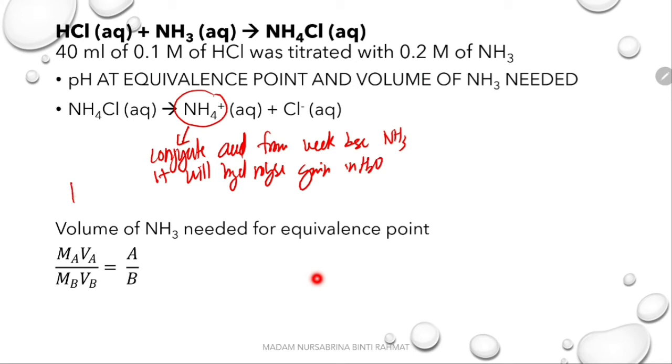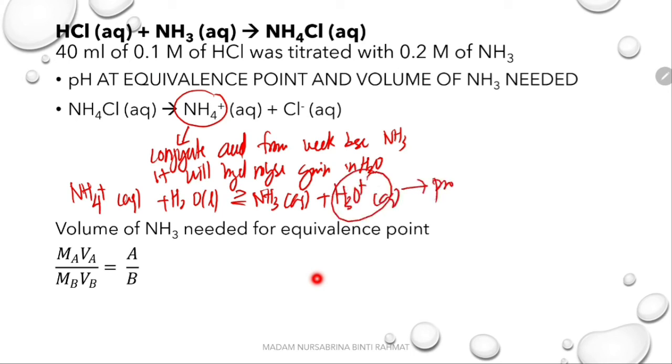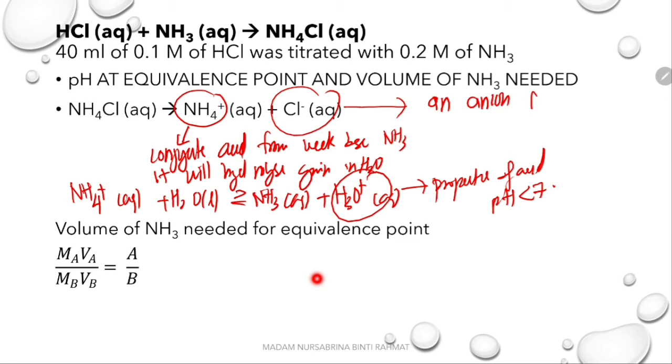Okay, so let's write down the hydrolysis equation. In the process, it's going to produce H3O+, which is a property of an acid. So that's why the pH is less than 7. The Cl- chloride ion is an anion from strong acid HCl. Therefore, it will not hydrolyze again in water.